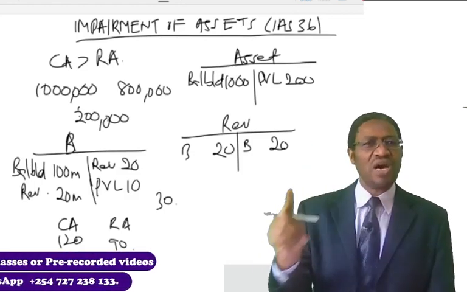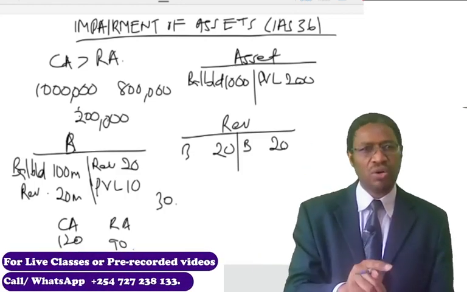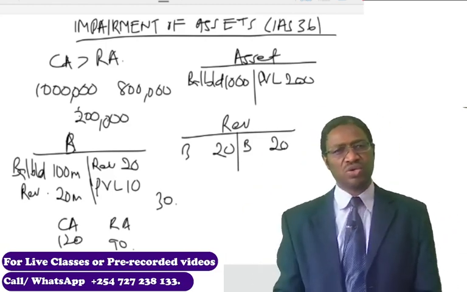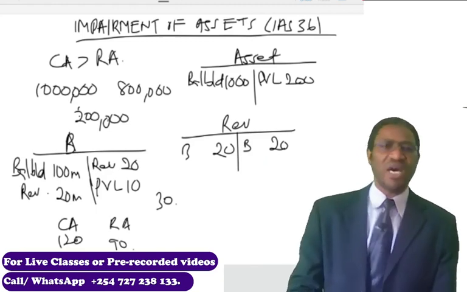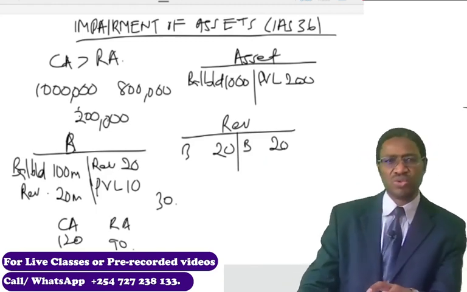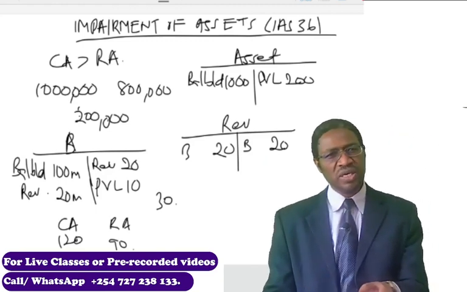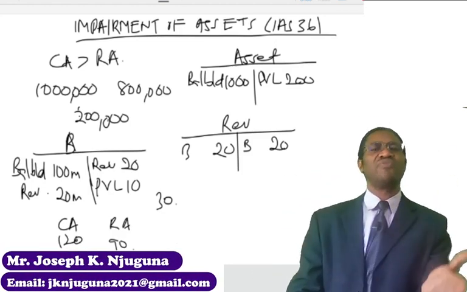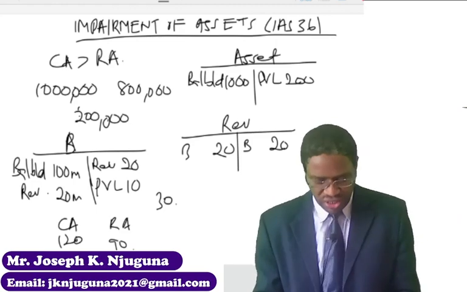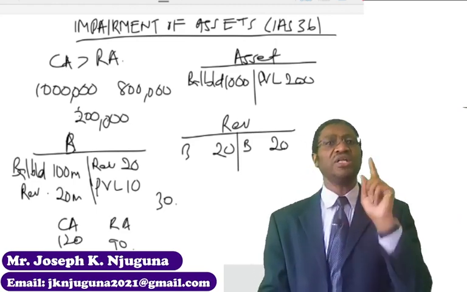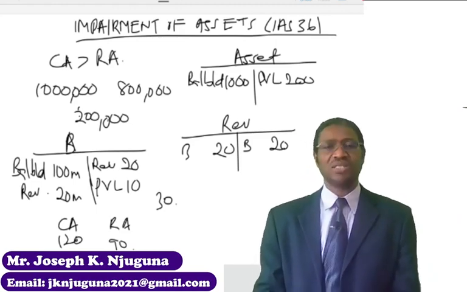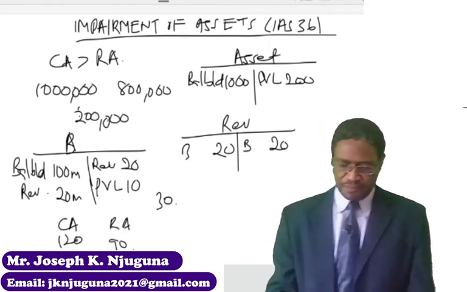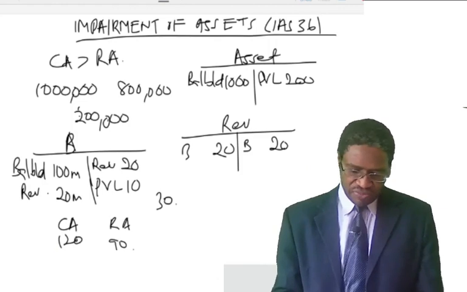Listen, that's how you write off the impairment loss of a revalued asset. First, you consider the impairment loss as a revaluation decrease. Then any excess of the impairment loss, you consider it as a loss in the profit and loss. So that's all we can say for that. Now, let's develop the topic.